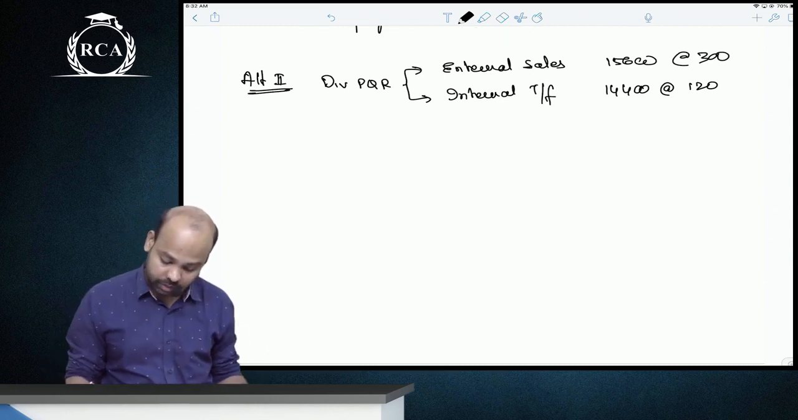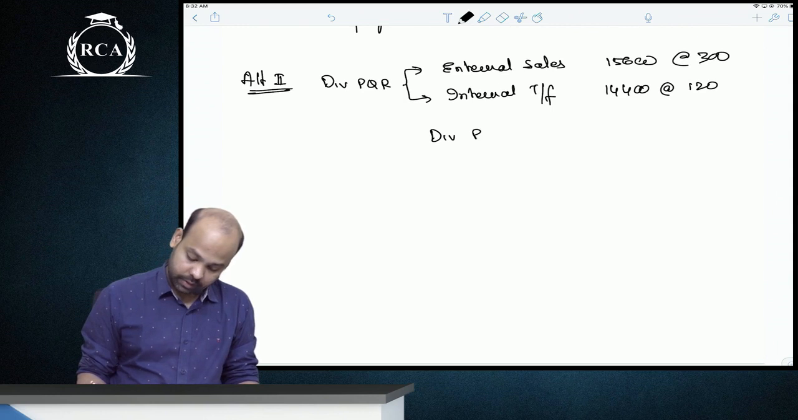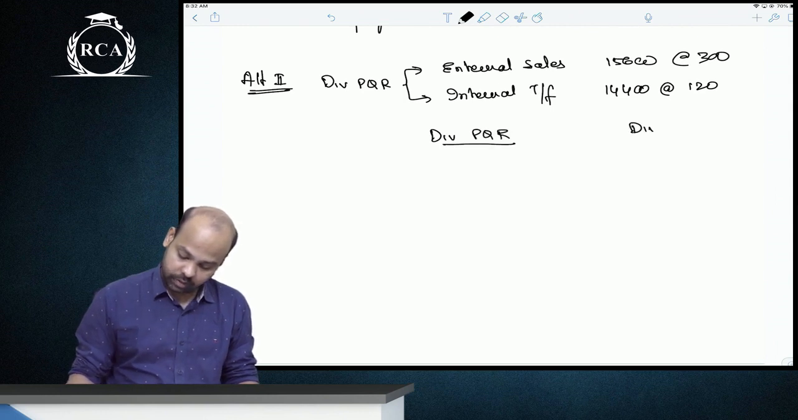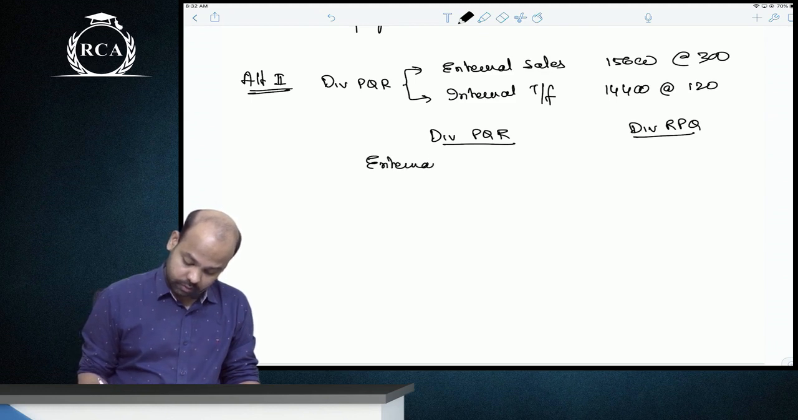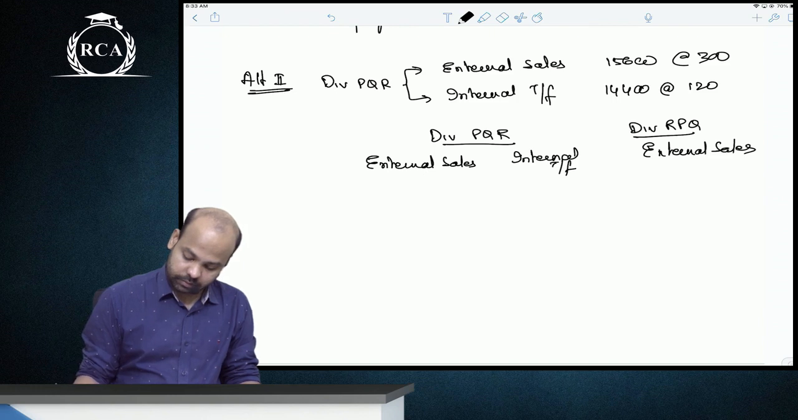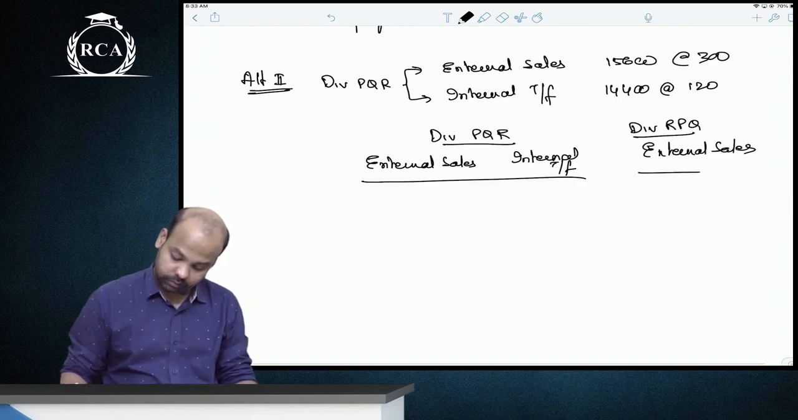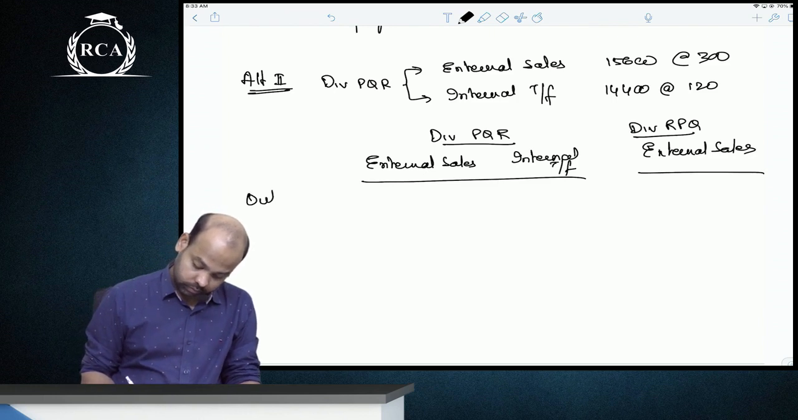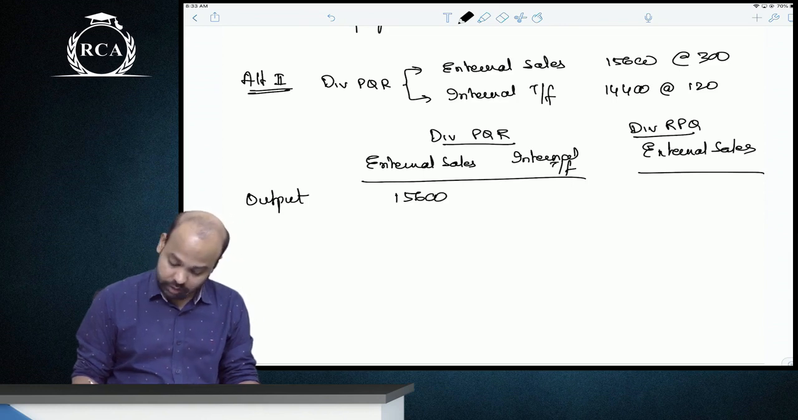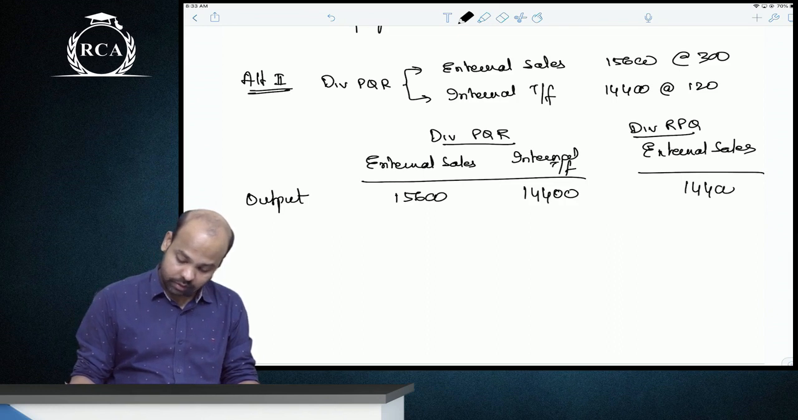Let us arrive at the profitability statement, guys. Here, division PQR, division RPQ, external sales, internal transfers, external sales. The output here, guys, is only 15,600. Here, guys, it is 14,400. Here, guys, external sales are 14,400.